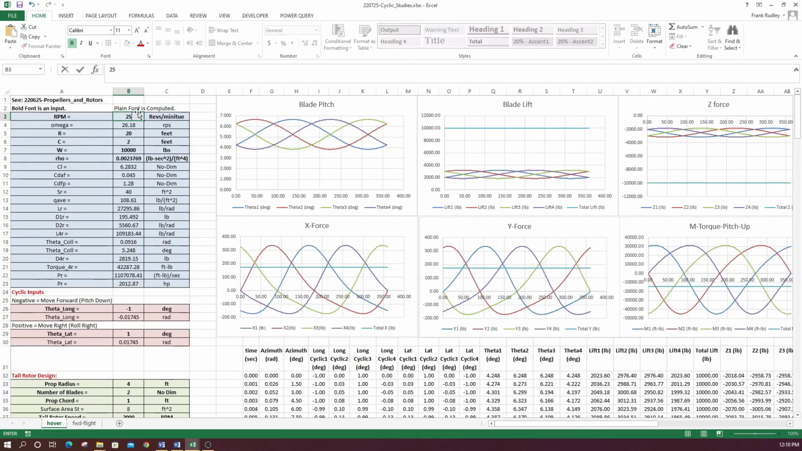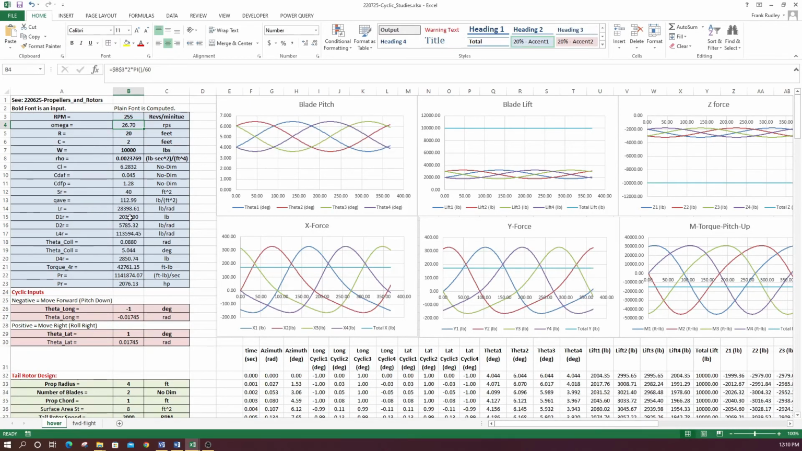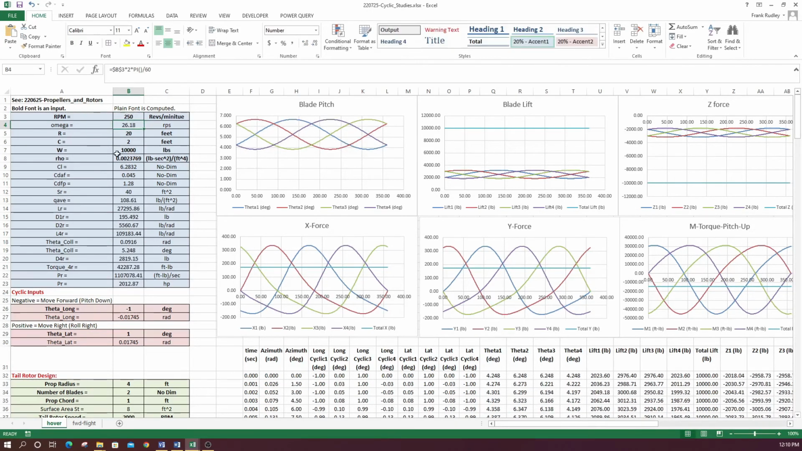If I change this to 255, it goes to 203 pounds. It gets a little higher. The drag gets higher as a function of the rotor speed. So this is the fixed drag from the airfoil of the rotor, and this is the drag that's a function of the feathering, or the pitch of the rotor blade. So that's our D2 drag.